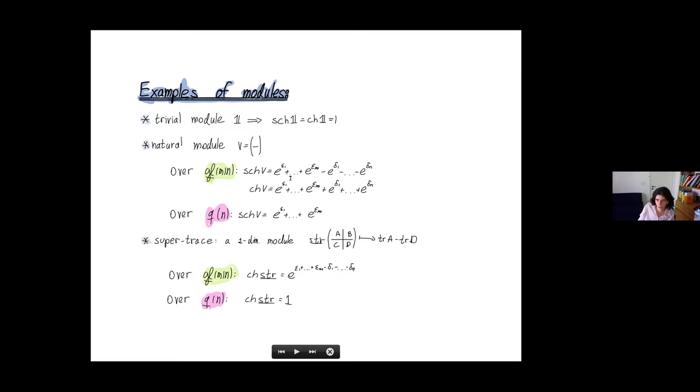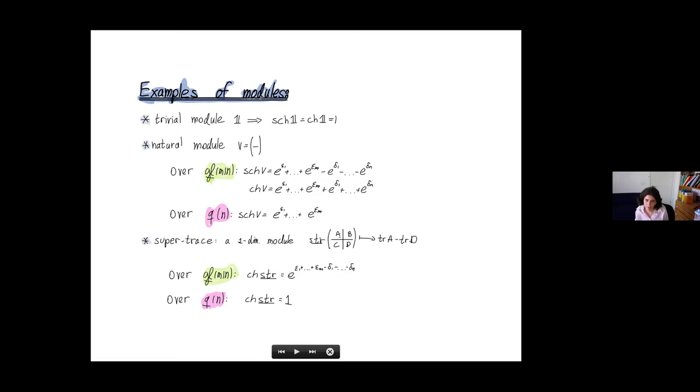So that's two examples: the trivial module and the natural module. And also we have the supertrace module. Supertrace is the natural generalization of trace. So it's the trace of A minus the trace of D, and it gives us a one-dimensional representation. But for Q_n, I remind you, A is equal to D. So I get that the supertrace is actually the trivial module.